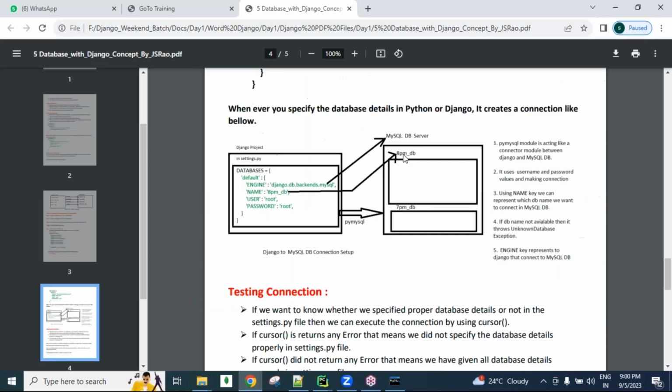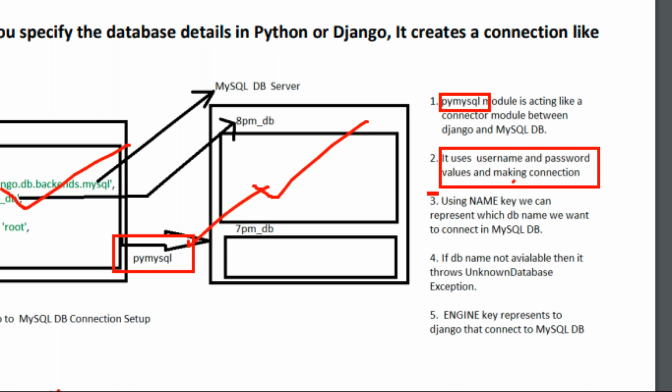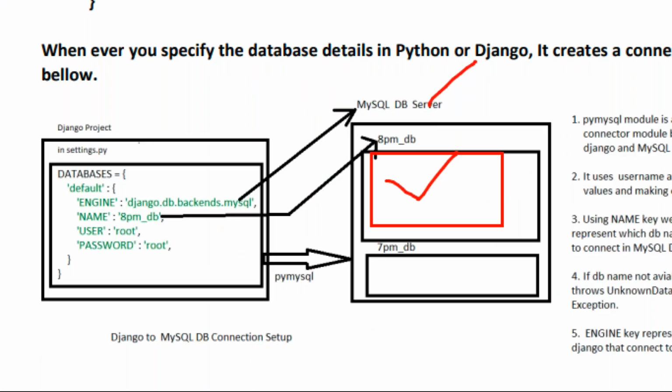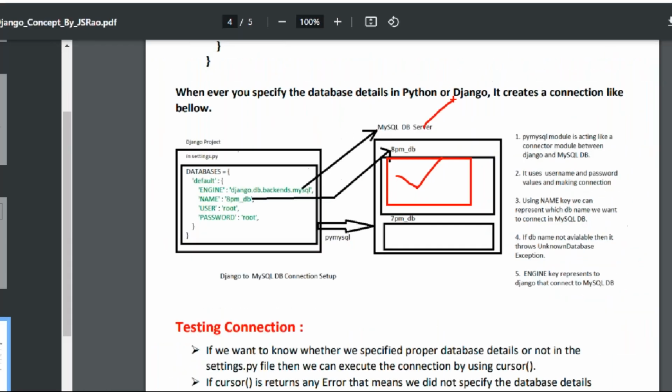So here I have given the full information. This PyMySQL module is acting like a connector module between the Django project and the MySQL DB. Next, this module uses the username and password to make the connection. And this name attribute represents the database name which we want to connect to in the MySQL DB.